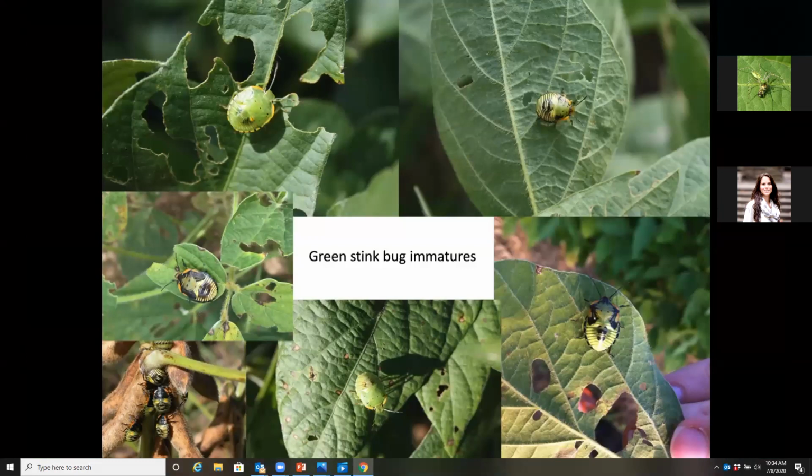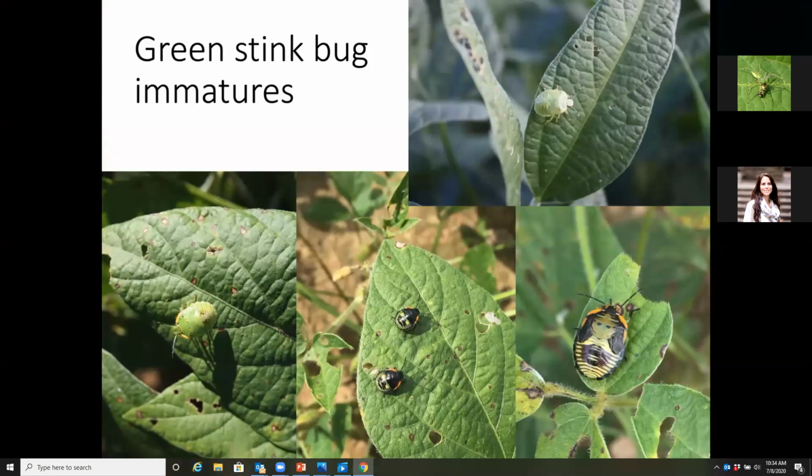Immatures go through several instars and color pattern varies as they grow from one instar to another. Now, we need to be able to recognize the various color stages of immature stink bugs because all stages count towards the treatment threshold, whether immature or adult. These are all pictures of green stink bug immatures, and these are as well.